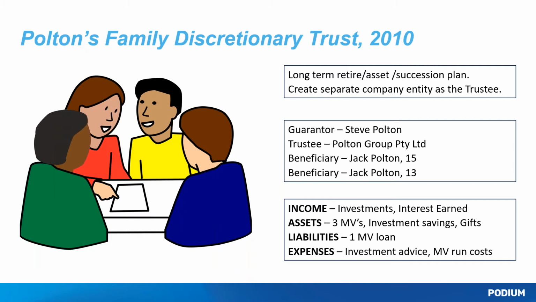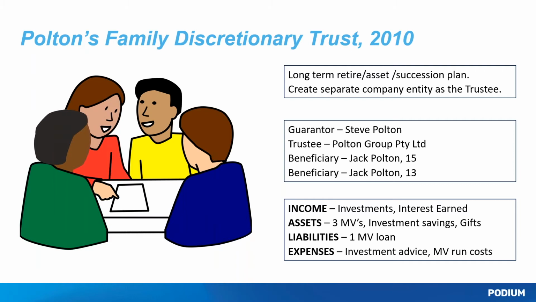Okay, not bad. In this particular scenario, having Steve as a guarantor, yep, certainly going to be looked upon favourably by lenders, making sure that they can then connect Steve through to the company itself. So that's Polton Roofing Services. So yeah, okay, so that's some great history about the Family Discretionary Trust, when it was created, what was the plan, who are the parties, and what income, assets, liabilities and expenses they have.